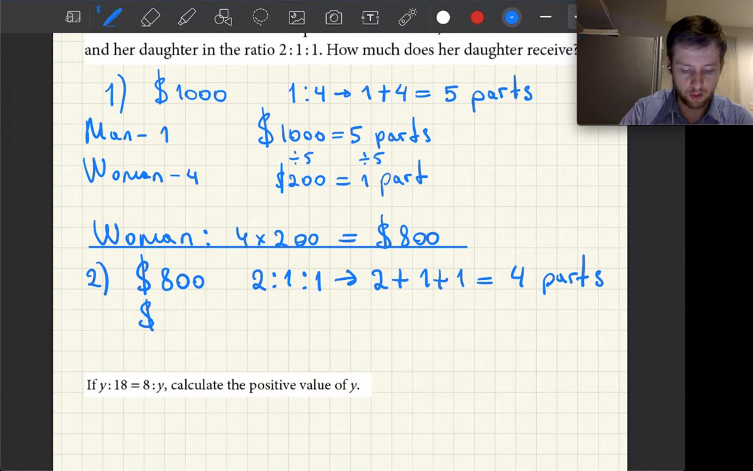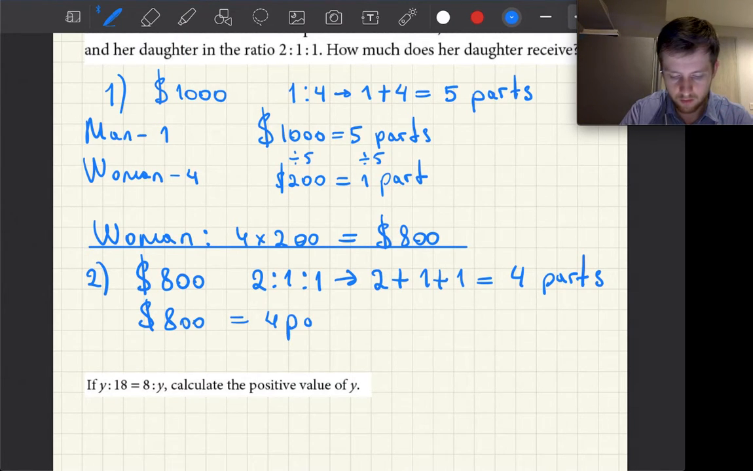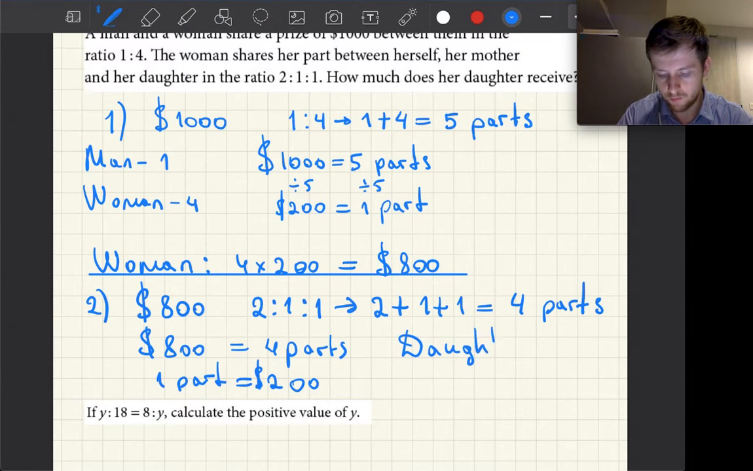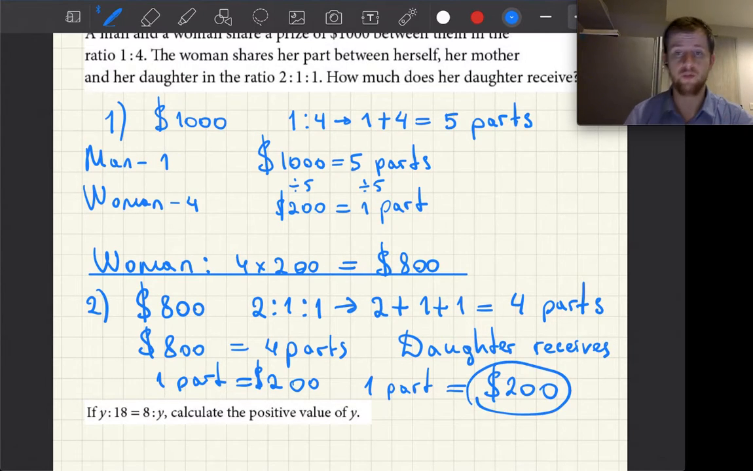But sometimes you have to do the calculation again. So $800 equals 4 parts, which means that one part is equal to $200. And this is actually how much the daughter gets as well, because the daughter receives one part, which is equal to $200. Okay, it's actually easier than I thought. But anyway, it's quite a comprehensive question. I hope it makes sense to you.